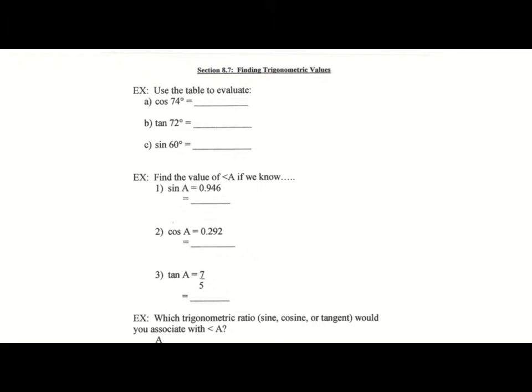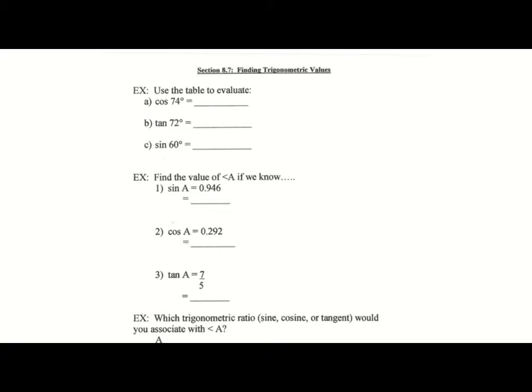Section 8.7 is continuing with finding trigonometric values, and in this first example we are going to use our trig table of values to find the answers. So if you pull out your table so it's sitting next to you, our first one we're looking for is cosine of 74 degrees. So if we go down to angle 74, we find 74 on our table. Our angle is 74 degrees, and then we can go across and look in the cosine column at 74.